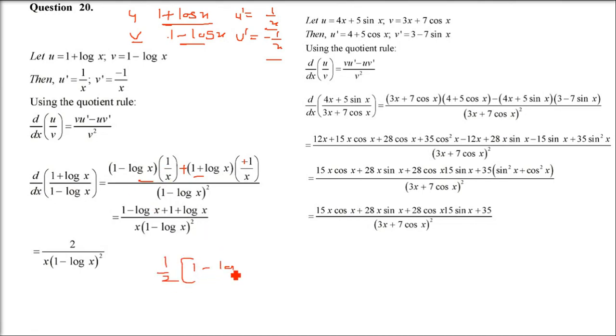So 1 by x times 1 minus log x plus 1 plus log x. This gets cancelled, so only 2 will remain. So you have numerator 2, denominator we have x already, and then we have 1 minus log x whole square. So 2 by x times 1 minus log x whole square. This will be your final answer.